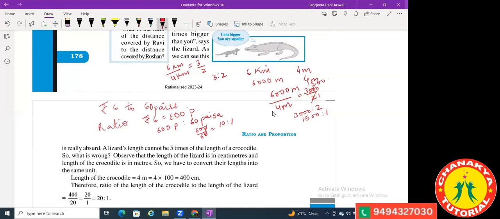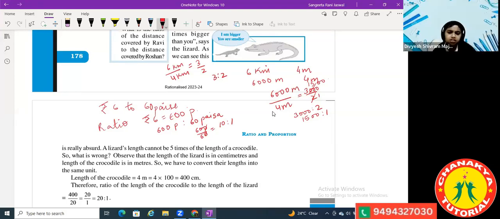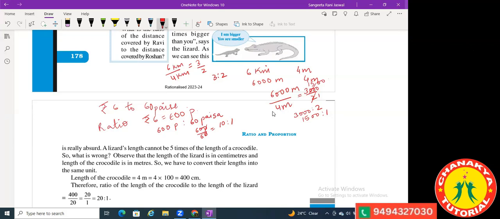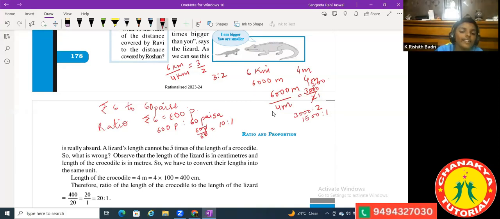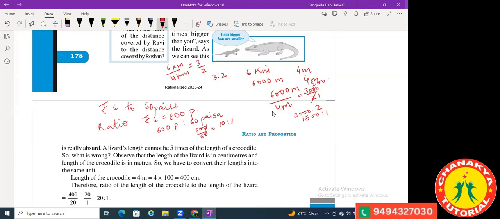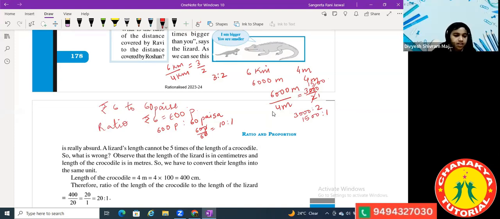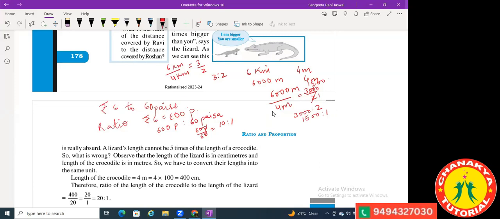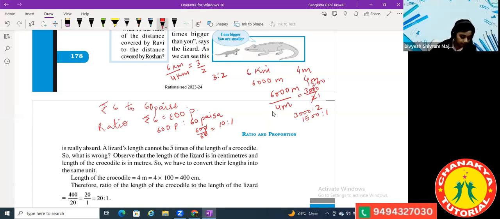Ma'am, can we write 10 is to 1 as 5 is to 0.5? No, why do you want to write in decimals? It's better to work in complete numbers. Who is this? Ma'am, Divyesh. Divyesh, better not to write in decimals, okay? Use a whole number.